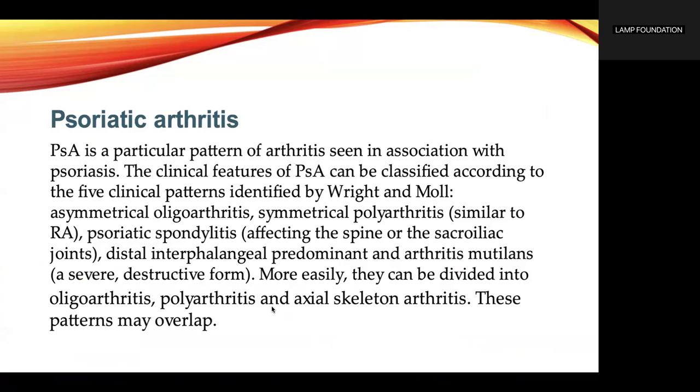The clinical features can be classified according to the 5 clinical patterns identified by Wright and Moll: asymmetrical oligoarthritis, symmetrical polyarthritis similar to RA, psoriatic spondylitis affecting the spine or the sacroiliac joints, distal interphalangeal predominant, and arthritis mutilans, a severe destructive form. More easily, they can be divided into oligoarthritis, polyarthritis, and axial skeleton arthritis. These patterns may overlap.